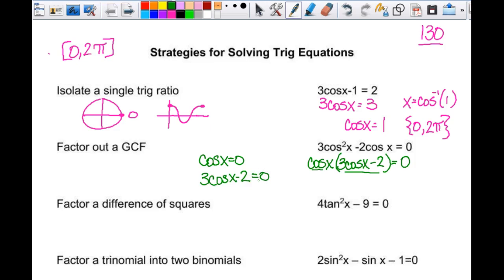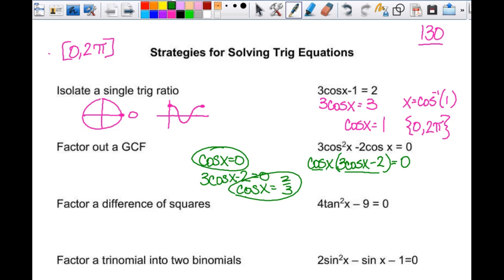Everybody with me on that? So this is going to get me an answer. And then when I solve this, I'm going to add 2 over here and then divide by 3. So that would mean that the cosine of x is equal to 2/3. And there's the other one where I would get an answer. Now, is the cosine of x equals 2/3 a value that you would just know? No.